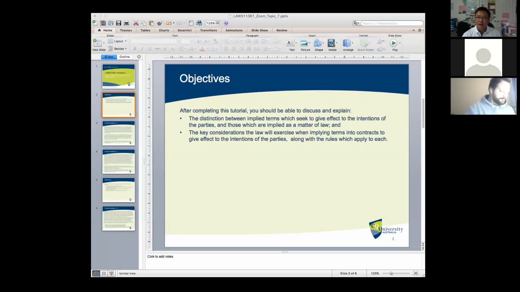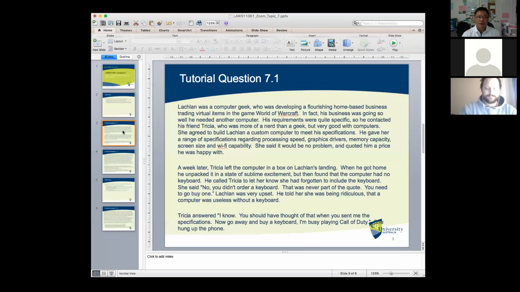So let's begin by looking at a scenario for the purpose of better understanding the principles on implied terms in contract law. And I'm going to have to ask one of you to read the tutorial question for us. Would that be Luke or Heidi? Okay, thank you.